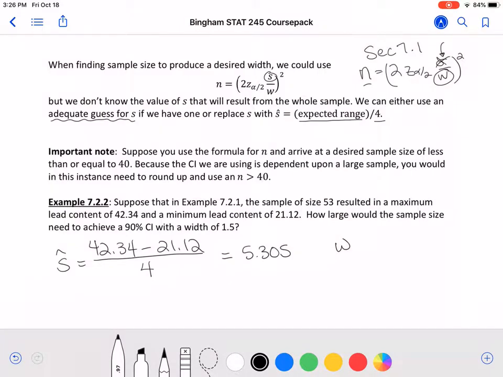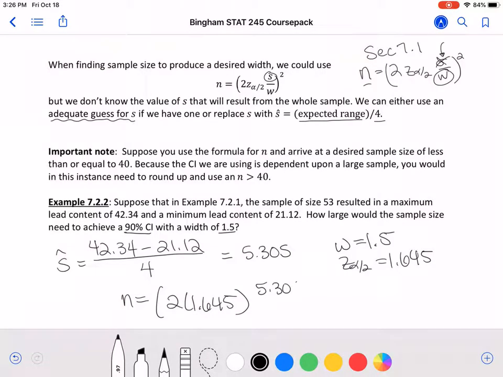If I want a width then for a 90% confidence interval of 1.5, I want a W of 1.5, and our Z for 90% is 1.645. So our formula looks like n equals 2 times 1.645 times our 5.305 guess for s, divided by our desired width of 1.5, and we square that whole thing. That will give us 135.38.